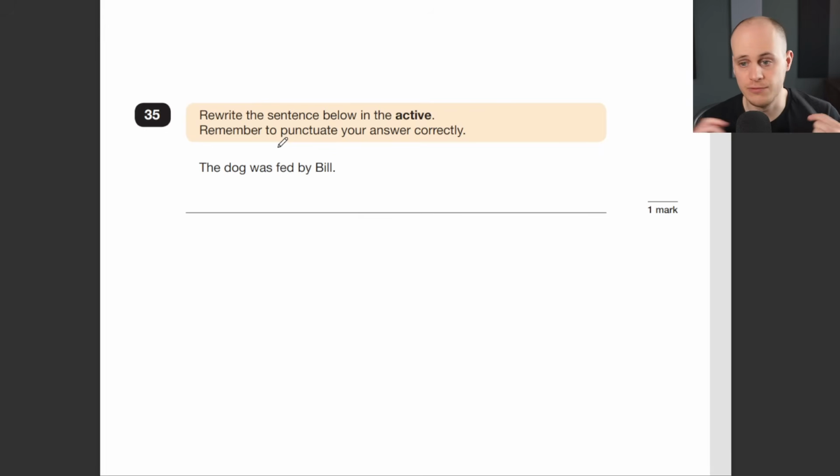Right, active and passive voice. Here we go, let's do it. It says, rewrite this sentence below in the active. Remember to punctuate your answers correctly. So very quick demonstration of active and passive. When we write a sentence normally, it's typically in the active. We go subject, verb, object. Now, if I want to swap these around to change the way the sentence sounds, I can do that, but the verb form might change slightly as well. So let's try and make up a sentence quickly.